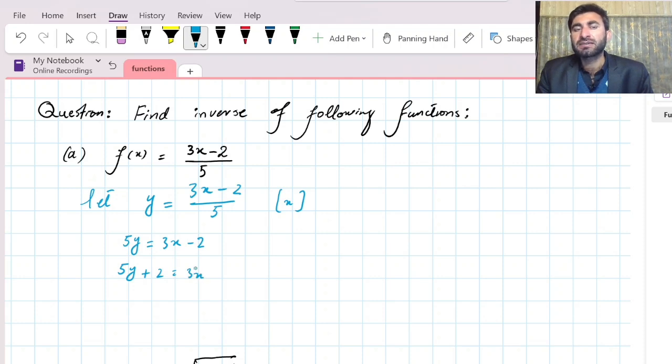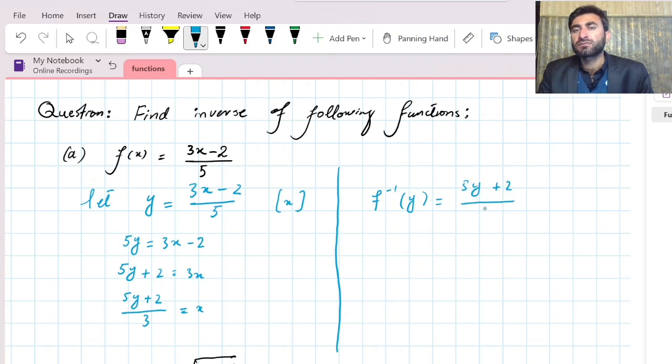As we need x, the coefficient 3, being the multiplicand of x, will be moved to the left hand side. It will become (5y plus 2) divided by 3 equals x. Now, as we have the subject x, we can replace x with f inverse of y. So f inverse of y will become (5y plus 2) divided by 3.